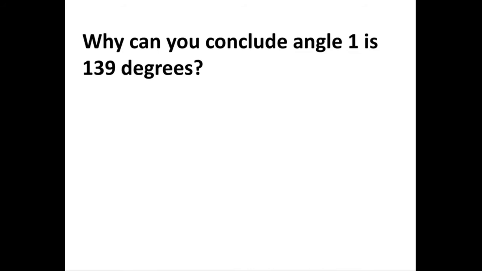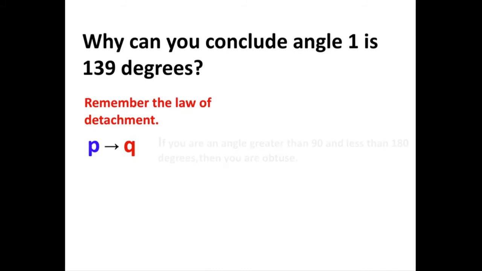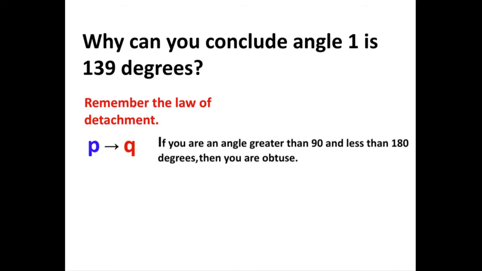Before we take a look at that next example, let's talk about why we can conclude angle 1 is 139 degrees. Well, we're starting with our law of detachment, right? Remember, if P then Q, we assume that's true. That was that first statement right there. If you have an angle greater than 90 and less than 180, then it's obtuse.